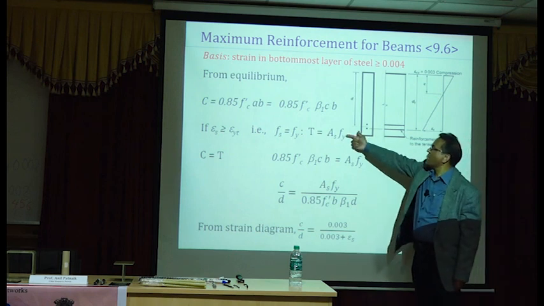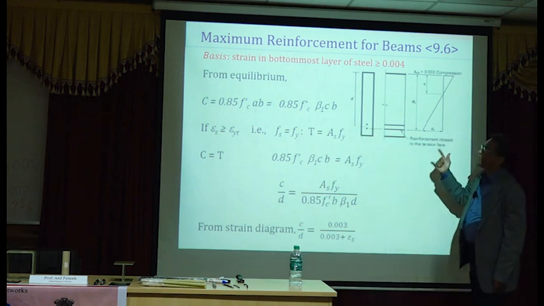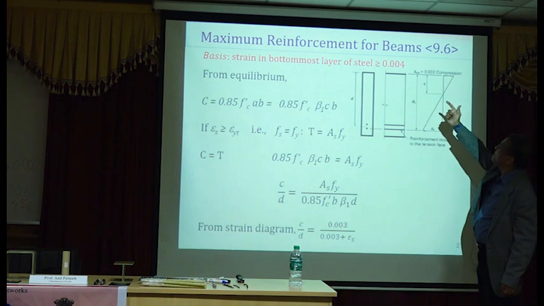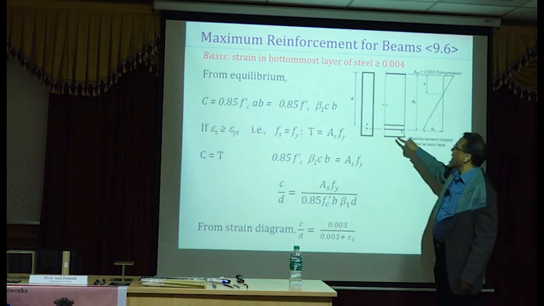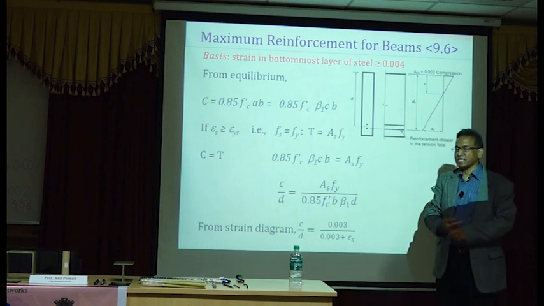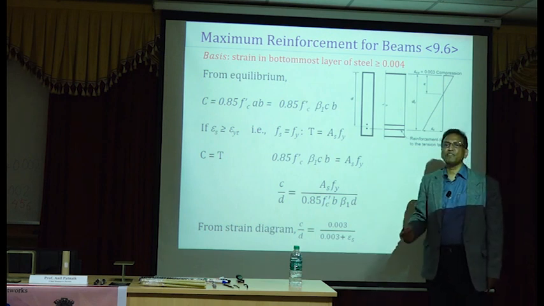We have T equals AsFy. There is a requirement. This is the maximum reinforcement requirement. So ACI tells us that the beam is to be designed to have at least a strain of how much?